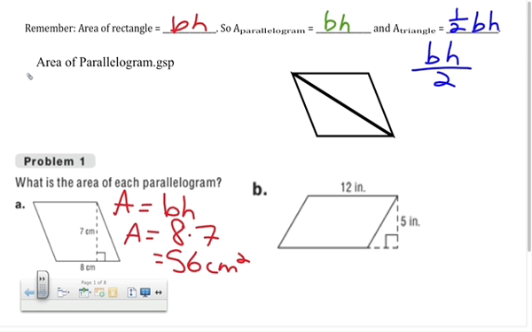Good. Okay, same exact question for part B. You're finding the area of it. Again, the first thing I want you to ask yourself is, do we know everything we need in order to plug it into the formula? Do I know the base and height? Yes. The 12 is my base and the 5 is my height.